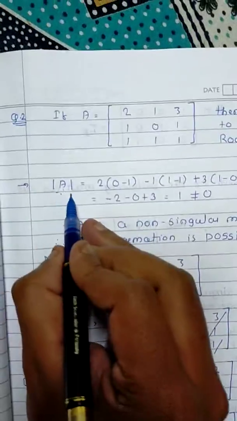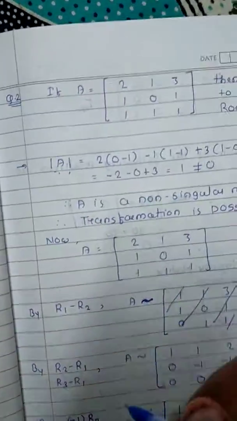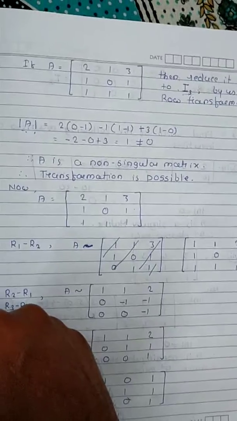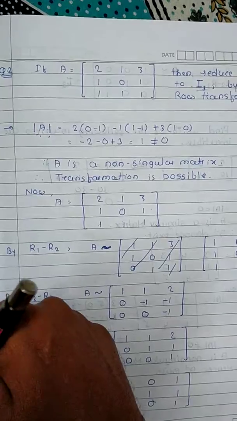How to calculate the determinant of A? This is a 3 by 3 matrix. We have seen, we are going to take. This is the first question, that's why I am explaining it to you. In the further questions, I am not going to explain in detail how to find the determinant, because we have already practiced it many a times.